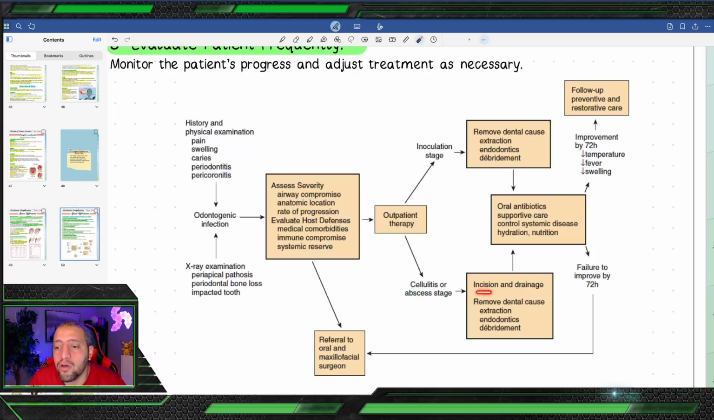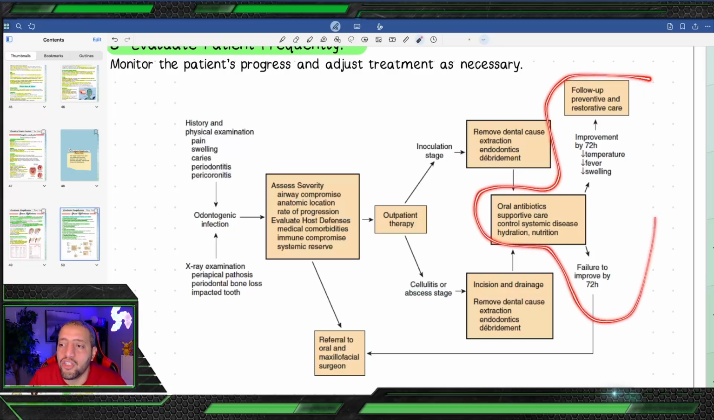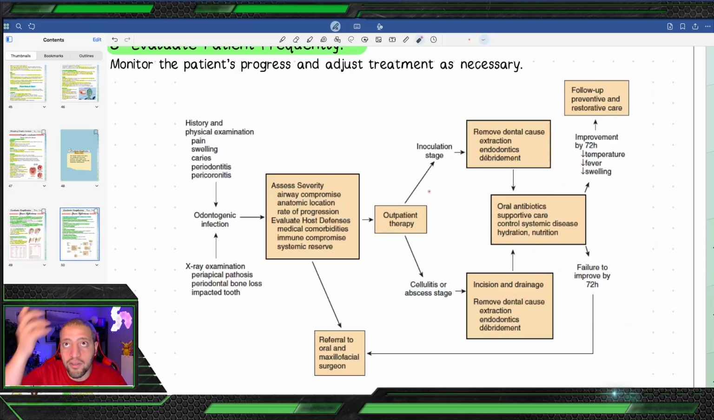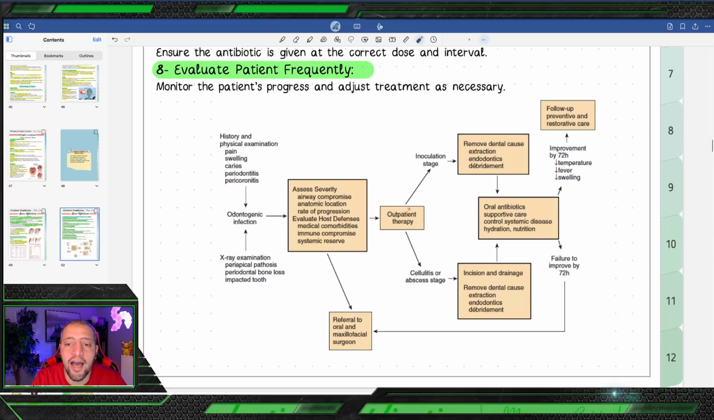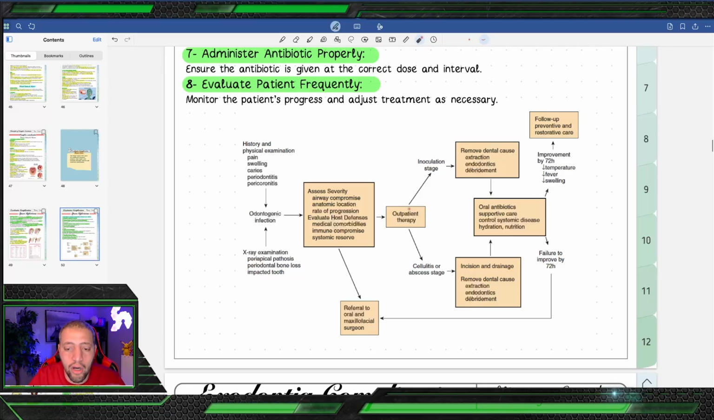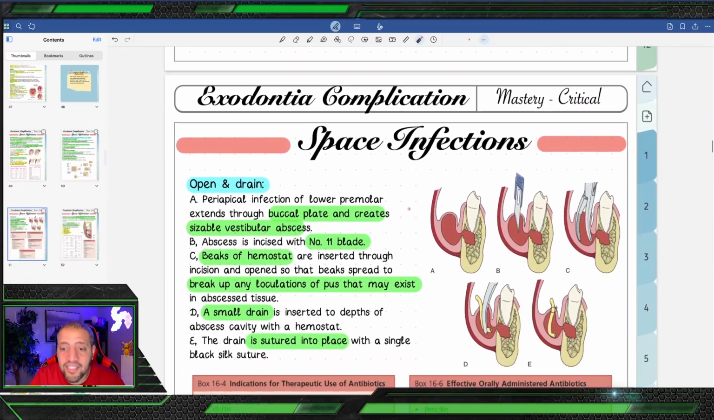So initially you will do incision and drainage, and then you remove the dental cause. So before we said incision and drainage is only for cellulitis, abscess not, but this is from before. Nowadays, if you have any swelling related to abscess, incision and drainage is the first line of treatment. And then you follow up with the patient according to the medication you are going to give him. Okay, so this is the cascade or the algorithm of how you are going to deal with the patient with odontogenic infection.